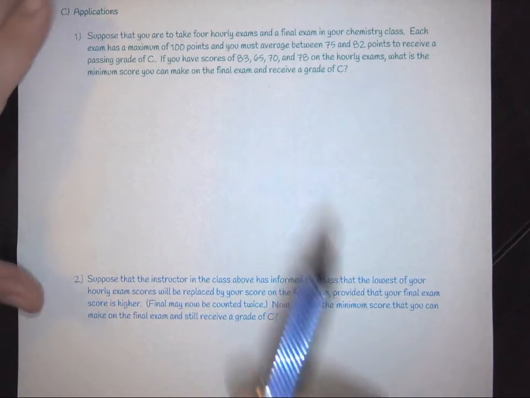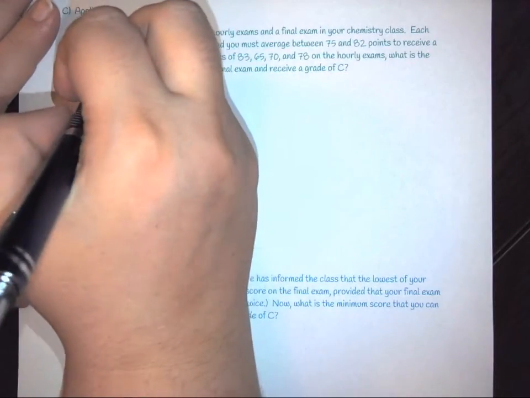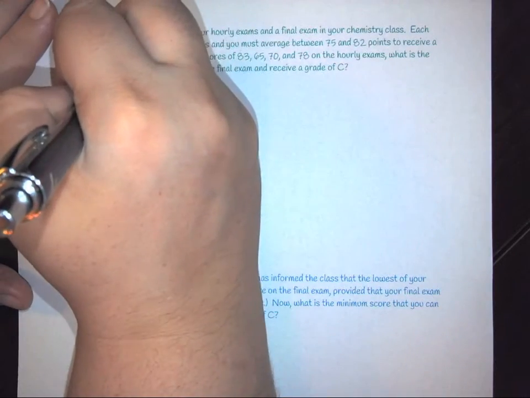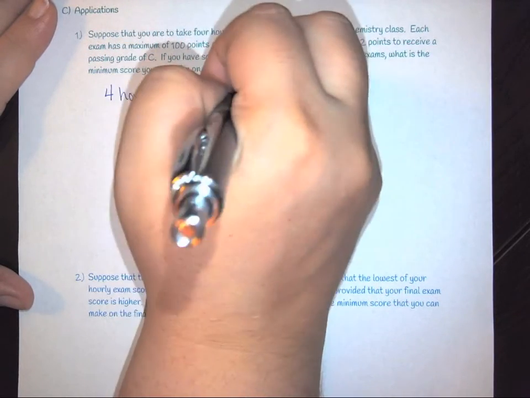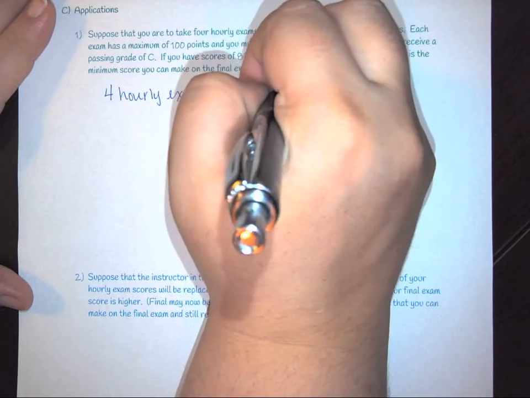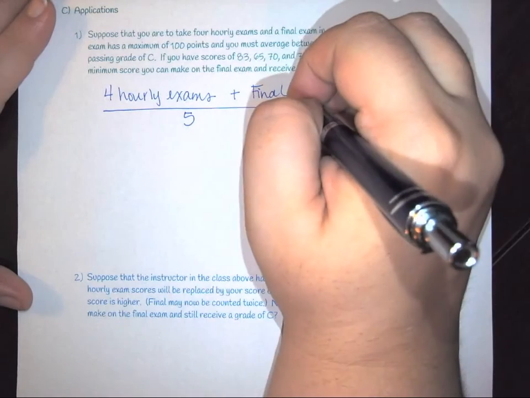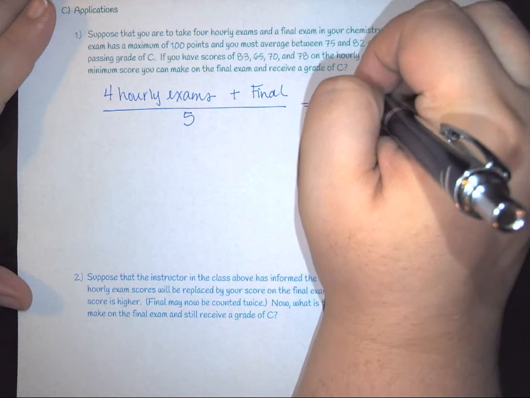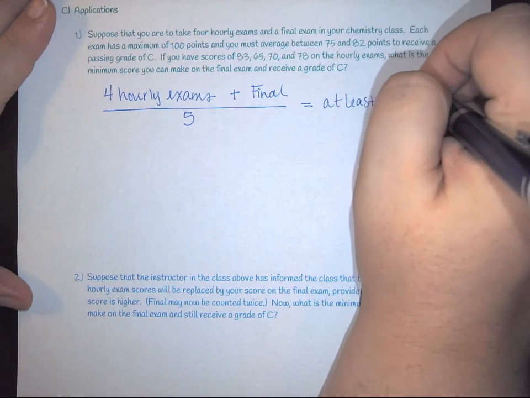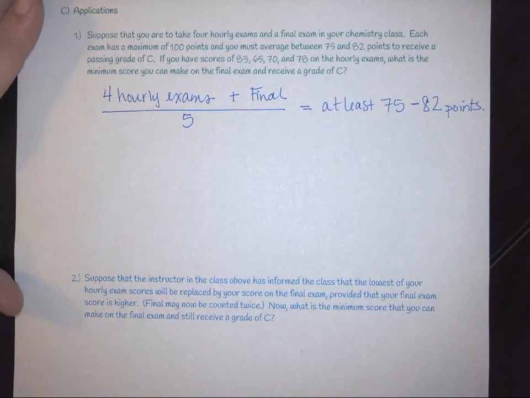Getting back to this problem, in order to figure out what you need on the final, we have to look at the problem from a general standpoint, which is we have 4 hourly exams plus a final. That's 5 exams total. And when you do that, you have to have at least 75 to 82 points. Okay? So that is what the problem said.